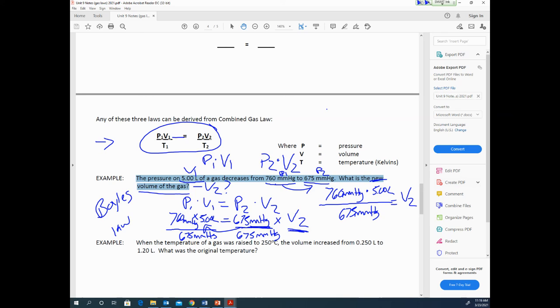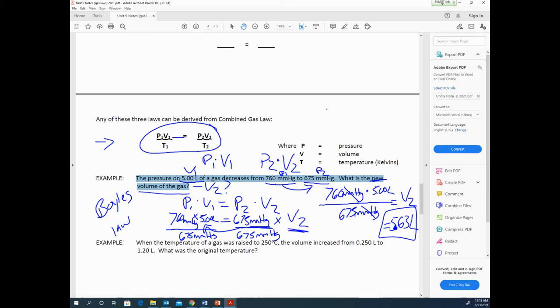Now, mmHg on top and bottom cancel, so I will be left with the liter unit, which is the volume unit. So that's good. I just put this in the calculator. I take 760 times 5, enter, and then divide that by 675. And I get the answer for my V2, 5.63. You can still just keep those two decimal places. So 5.63 liters. And that's how you do it.